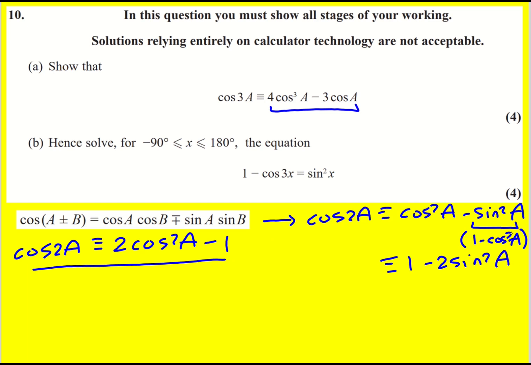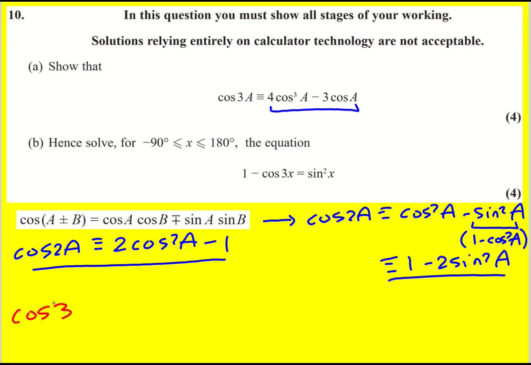So being able to get to those three really quickly is useful. It will save you a little bit of time, and if you know them, you're ready to identify them as well. So that's actually just step one. We want to find cos 3a.